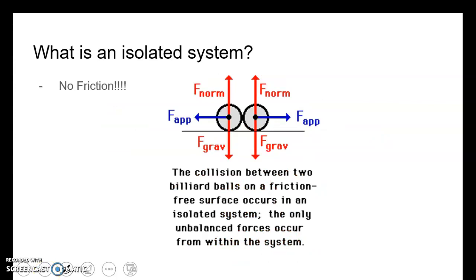Now, what is an isolated system? An isolated system is when there's no friction. Okay, the only unbalanced forces occur from within the system. So it's going to be applied force, normal force, gravity, the things that deal with the two objects that are colliding. There is no friction. Okay, and we know that's impossible in real life, but in an isolated system, we're talking about no friction.